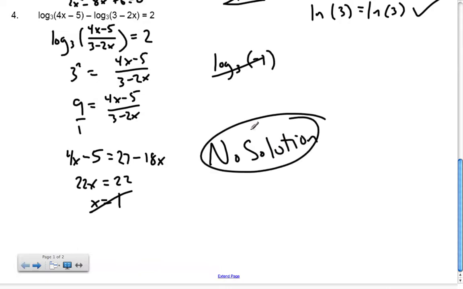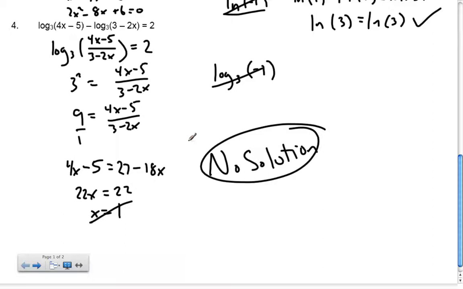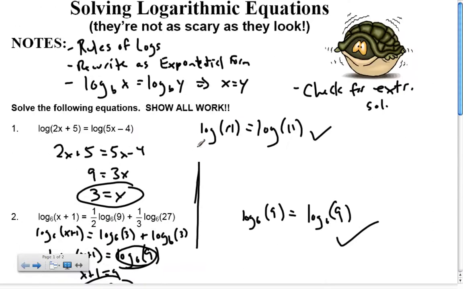Woo! Alrighty. So, there you have it. How to solve logarithmic equations using the rules of logs, rewriting logs as exponential form, and using this little nifty guy right here, where if you have logs with the same base on each side of the equation, and nothing but logs with the same base on each side of the equation, you can set whatever you're taking the log of equal to each other. Again, I highly recommend checking for extraneous solutions.